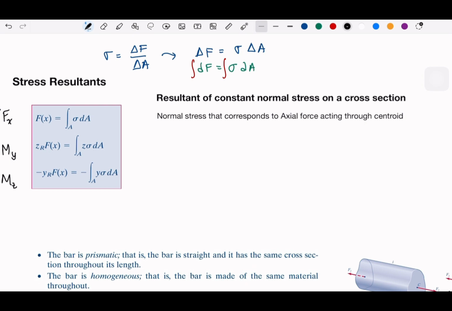We are going to see that the resultant of a constant normal stress on the cross section, basically we say that the normal stress corresponds to axial force acting through the centroid. So I would like to emphasize the centroid here, which means that the centroid becomes important in our discussion.